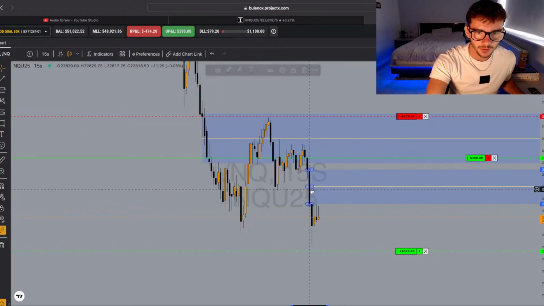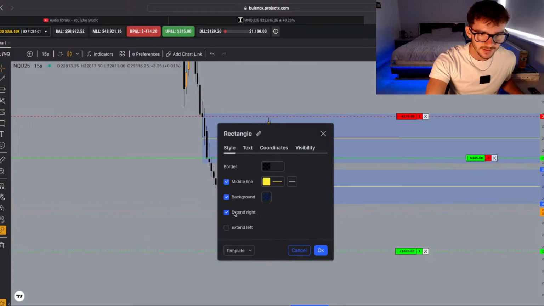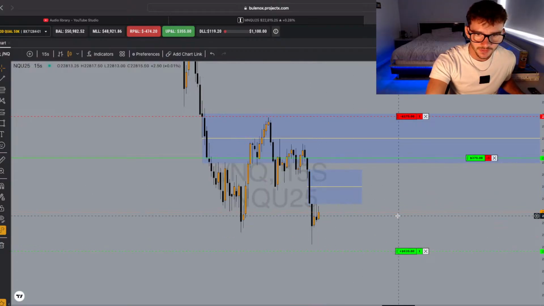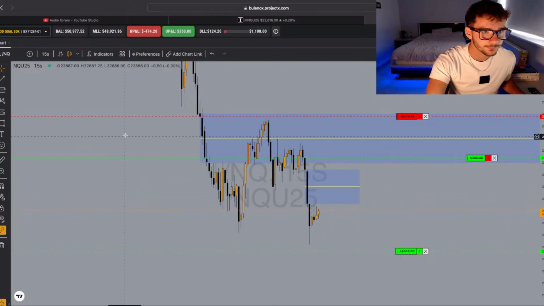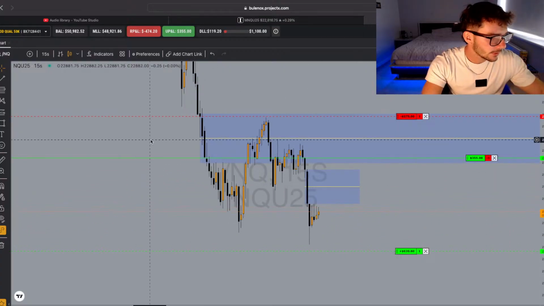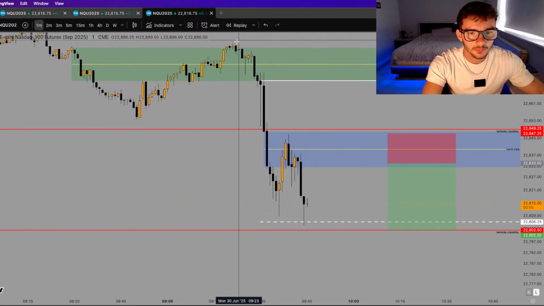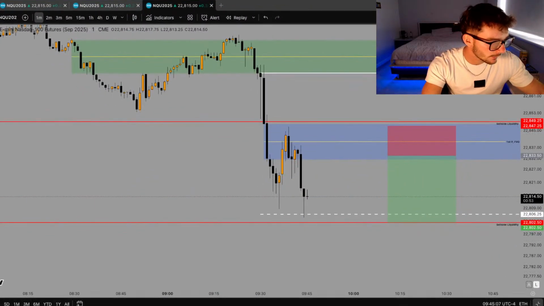I need to set up all my templates on Project X for my Bullnox accounts. I have it on my Top Step ones, but not this one. But yeah, that's what I'm looking at on the 15-second chart.